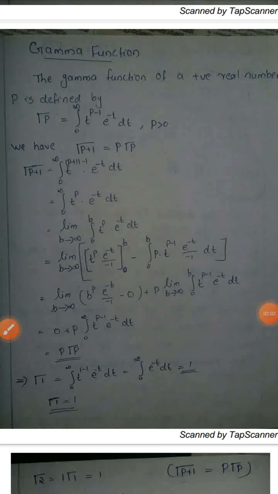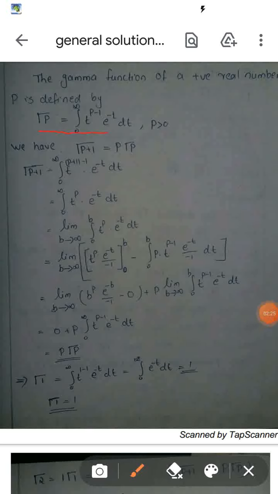Next topic is gamma function. If p is a positive real number, then the gamma function is defined as gamma p equal to integral 0 to infinity t raised to p minus 1 e raised to minus t dt, where p is greater than 0. This is our definition of gamma function. Then we have gamma p plus 1 equal to p into gamma p. Next we prove this.